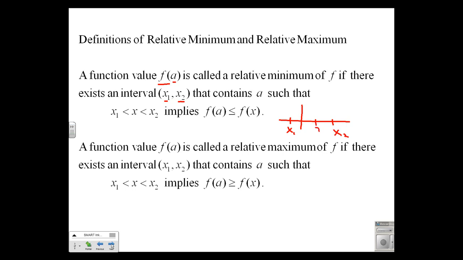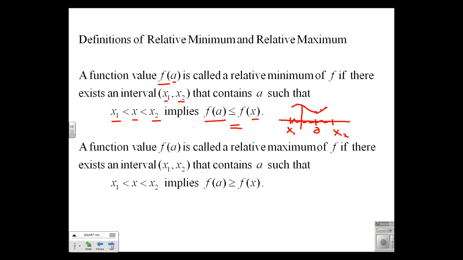Let's just say a happens to be here, that contains a, such that x1 is to the left of some point x is to the left of x2 implies that the height at a is lower than the height at any of those points x. Any point x along that interval, the height at a is lower than all the rest of the points. Something like that.